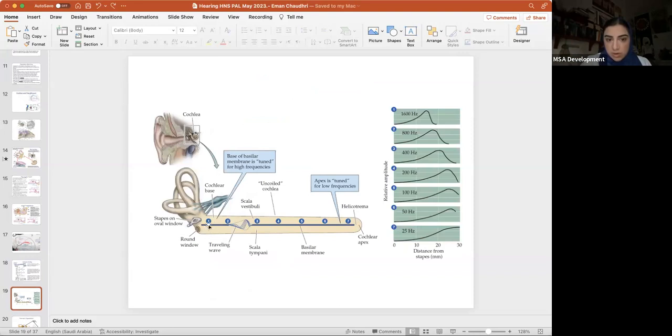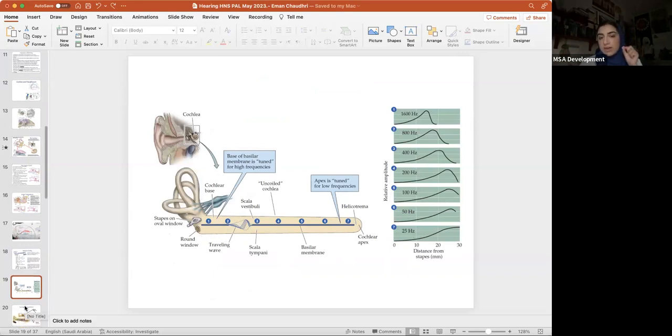So it's the same idea over here. Near the oval window, you hear higher pitch. Near the helicotrema or the cochlear apex, you hear lower pitch. That's what they're tuned for. So it's tuned for higher near the oval window, basically at the base, and the apex is tuned for lower pitch.